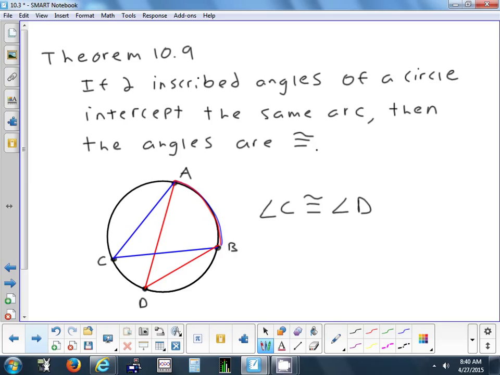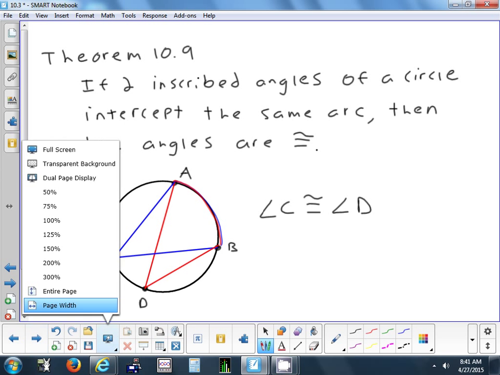Okay. Angle A intercepts arc CD. Angle B also intercepts arc CD. So angles A and B are also the same size. Okay. Any question on that theorem? Okay, so two inscribed angles, if they intercept the same arc, they're congruent, same size.